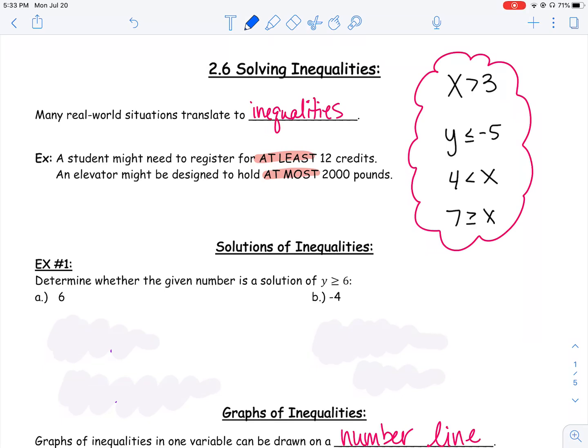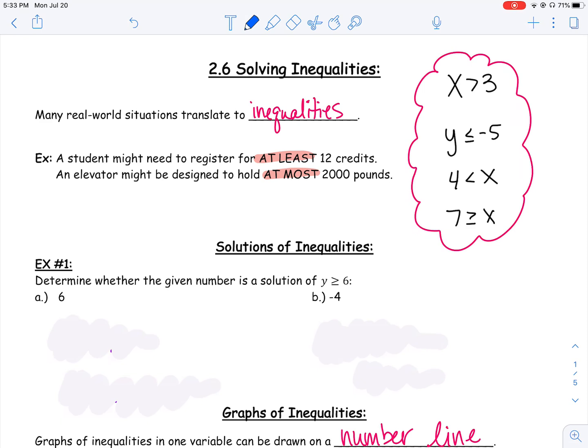All right, we're going to do two more sections in chapter 2. We're going to do 2.6 and 2.7. And both of these sections have to do with inequalities. Now, we've been talking about solving equations where we have an equal sign. But what happens if they're not always equal? Because a lot of real world situations translate to inequalities. They don't have to be equal.